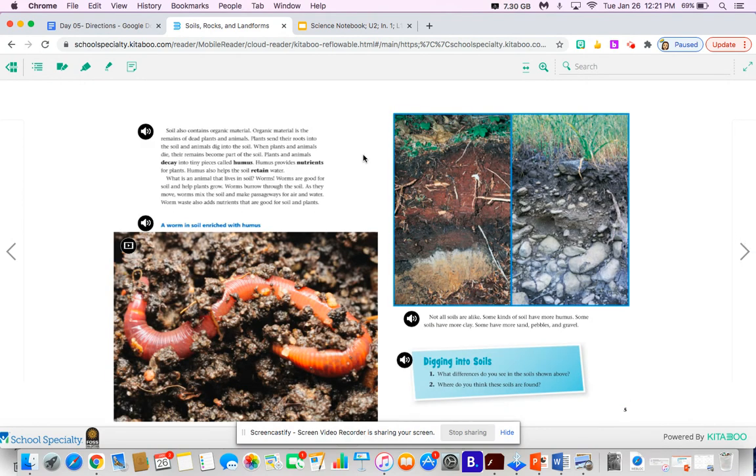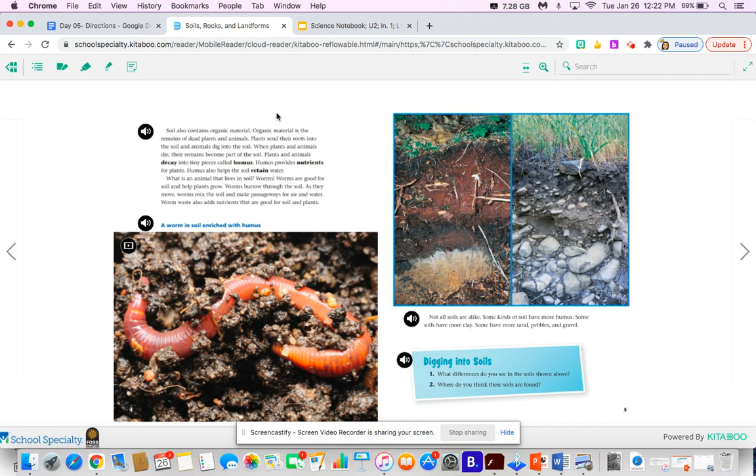And let's continue. Soil also contains organic material. Organic material is the remains of dead plants and animals. Plants send their roots into the soil, and animals dig into the soil. When plants and animals die, their remains become part of the soil. Plants and animals decay into tiny pieces called humus. Humus provides nutrients for plants. Humus also helps the soil retain water.